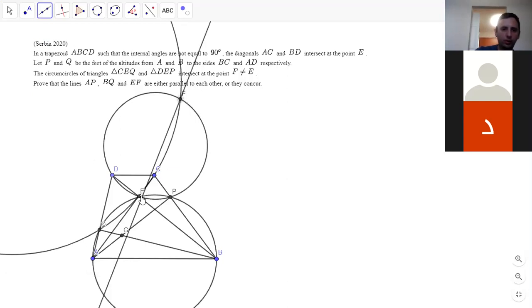So we want to show G lies on the radical axis of those two circles. So maybe we could show it has the same power with respect to them. Let's see, BPE and CEQ. We want to show G has the same power with respect to both of those. One sec, guys, I'll be right back.